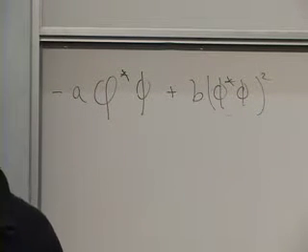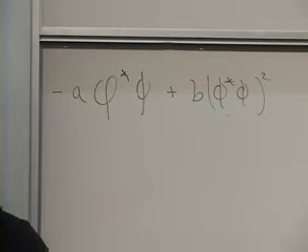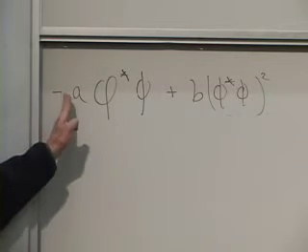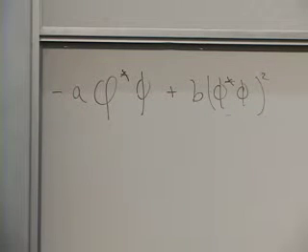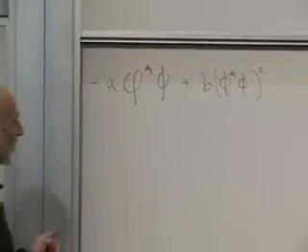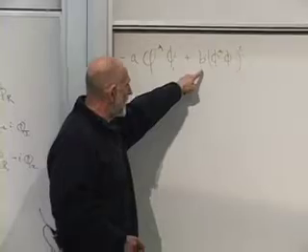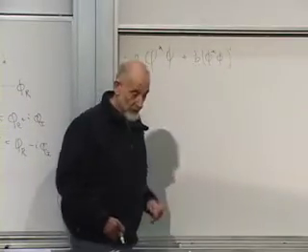The field doesn't want to be at 0. The field doesn't want to be 0 because it costs more energy for it to be 0 than to move away from 0. Potential energy, because of the minus sign here, favors having phi move away from 0. On the other hand, it doesn't want to move too far from 0 if b is positive. Let's suppose b is positive.